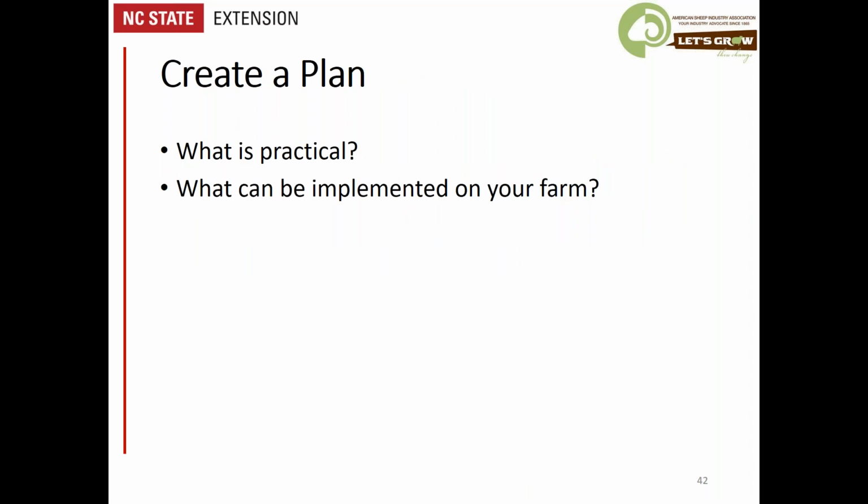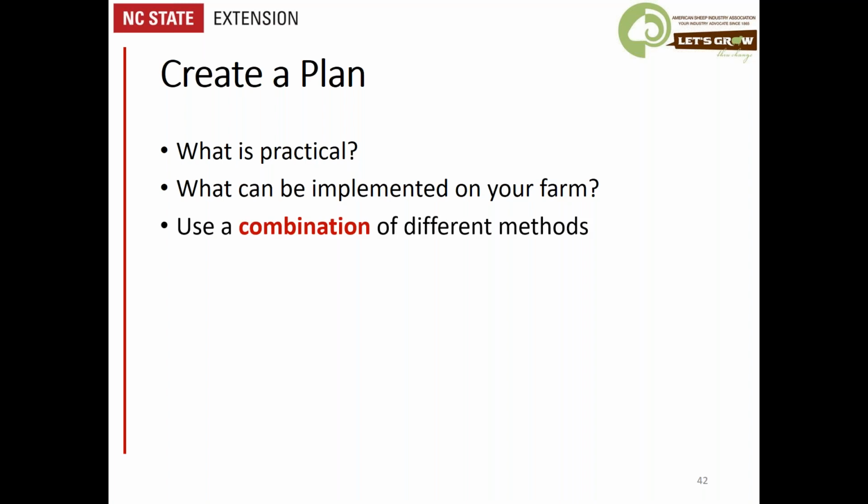So we have a lot of tools available to put in our toolbox. We need to create a plan. We need to think about what is practical, what can be implemented on your farm. Again, we can come up with the best parasite management plan, but if it can't be practically implemented, then it doesn't do us much good. So think about what tools can actually realistically be implemented.